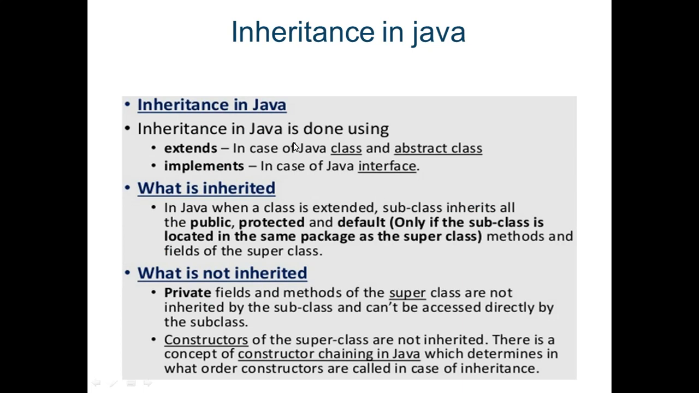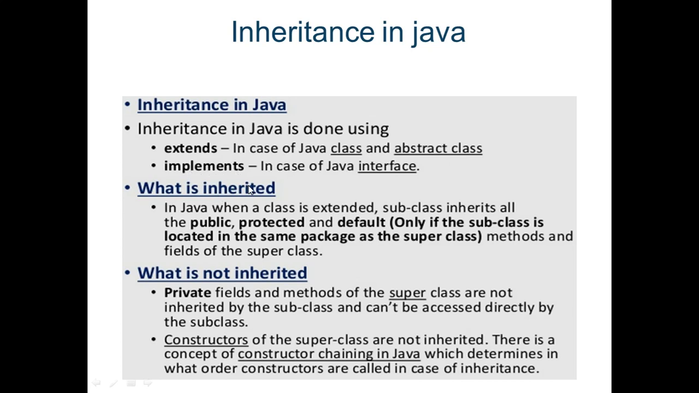Inheritance in Java is done using two keywords. One is the extends keyword. In the case of simple classes and abstract classes, we need to use the extends keyword. And for interfaces, we need to use the implements keyword.